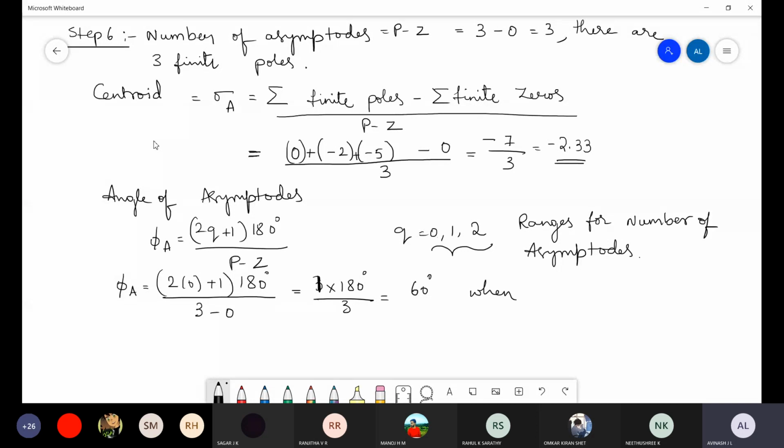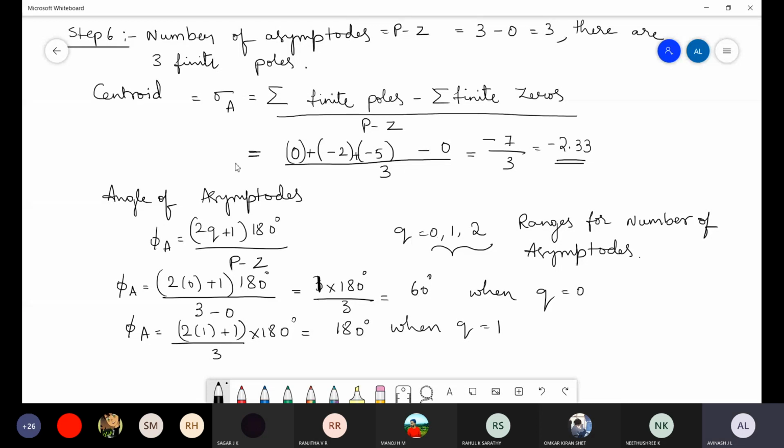So when q equal to 0, phi A is equal to 60 degrees. So the next thing: phi A, we'll take q equal to 1. In that case, 2 into 1 plus 1 divided by 3 into 180 degrees. That is equal to 180 degrees only it will come. Why? Because 3 divided by 3 will get cancelled. So we are left with 3 into 180 divided by 3, 3 cancels, and 180 degrees is obtained. When q equal to 1, phi A will be equal to 180 degrees.